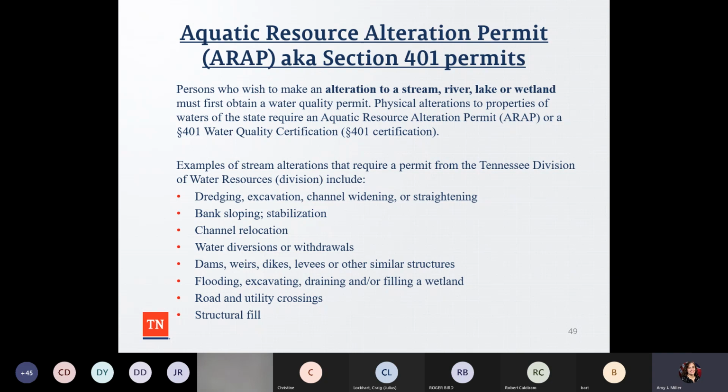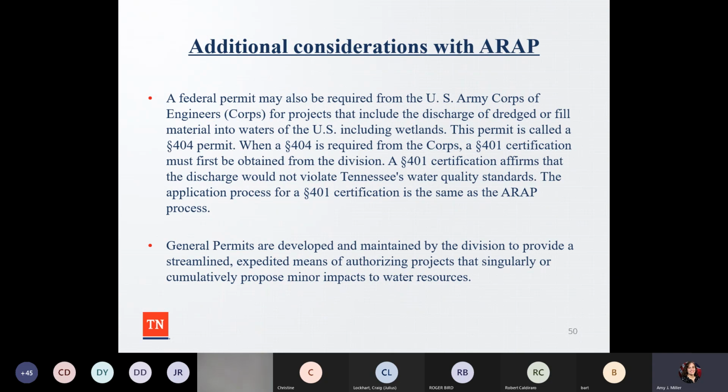And to me, it's kind of like peas and carrots, right? They go really well together. And if someone is getting a 401 permit, they should be getting a floodplain permit, right? So again, there are additional considerations with this. It is a federal permit, which may be required by the Army Corps of Engineers for projects that include the discharge of dredge or fill materials into the waters of the U.S., including wetlands. And this permit is called a 404 permit.